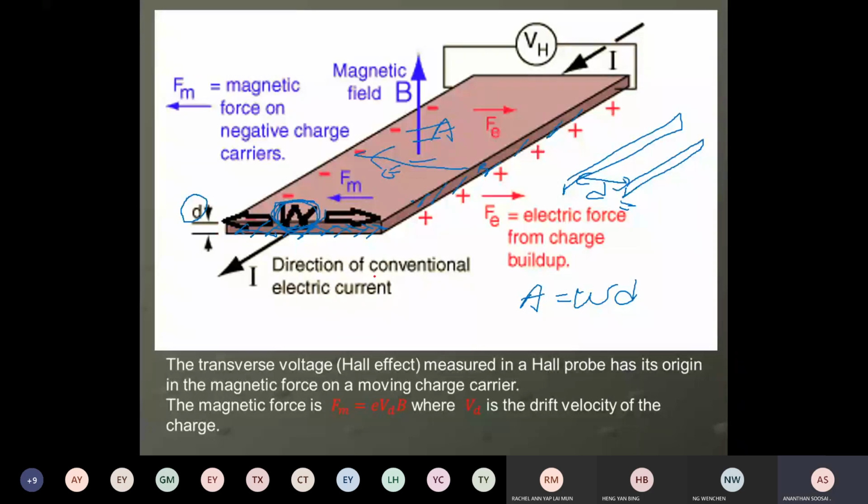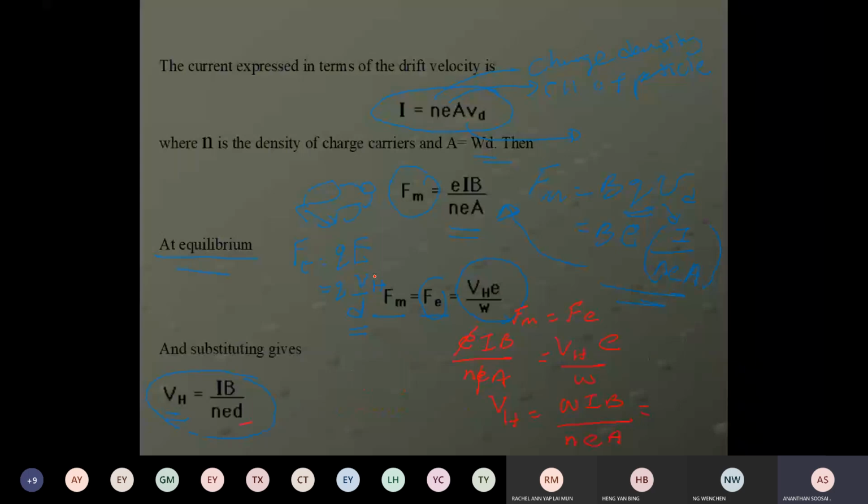So what type of changes have been done? The area has been replaced. The area they replaced with what? With I B N E. The area is actually what? Area is actually W times D. We put W times D here. So W cancelled, and then you get this formula.